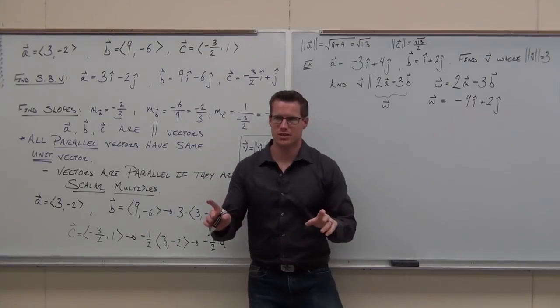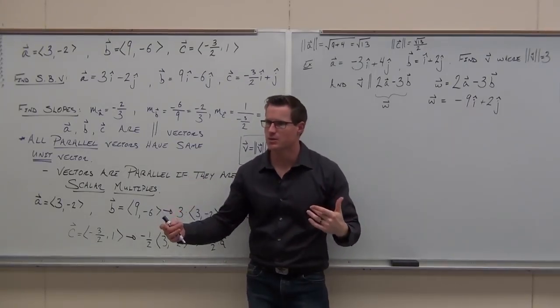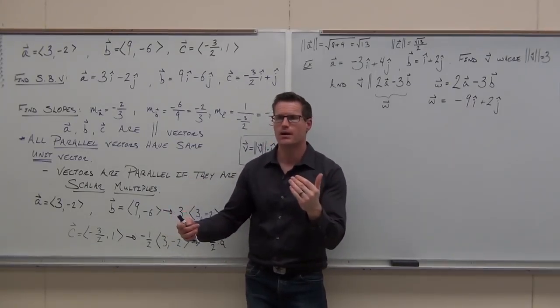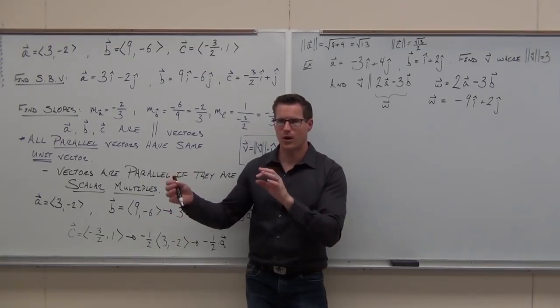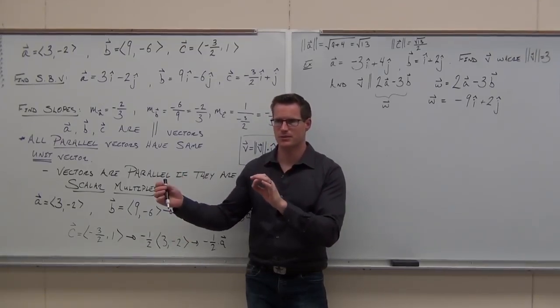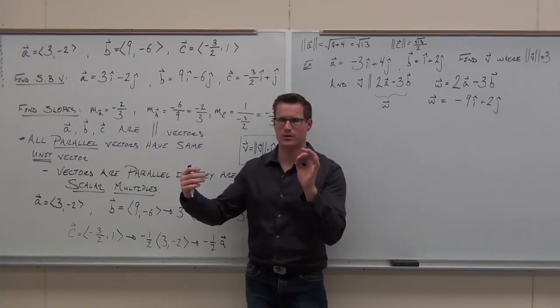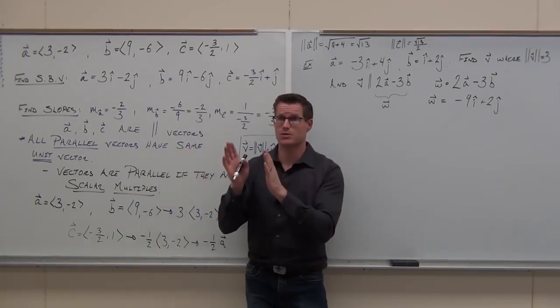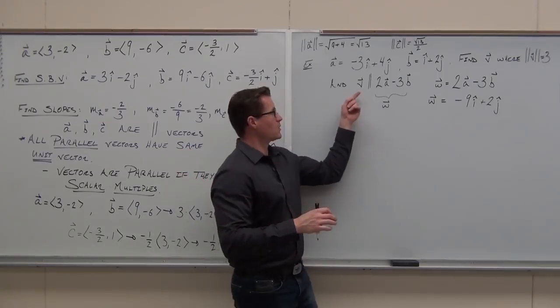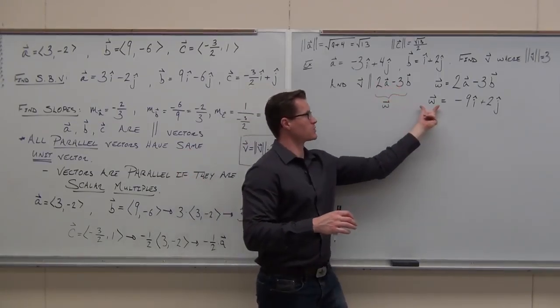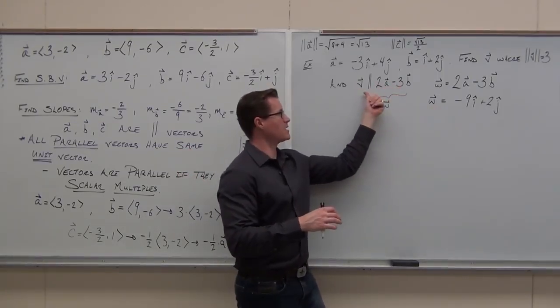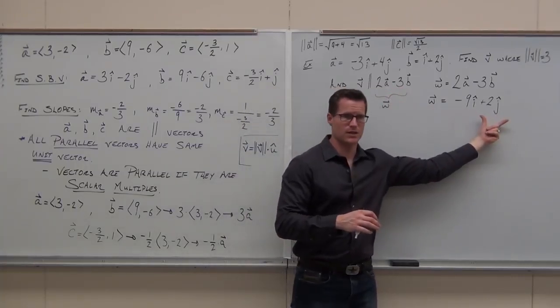Okay, now let's pause for a second. Let's do a 20-second recap to make sure we're all on the same page, all right? Do you believe me that all parallel vectors have the same unit vector? Yeah. Okay, come on, focus. Do you believe me that all parallel vectors have the same unit vector? Yes. Yeah, same direction, okay? So if I want a vector parallel to this one, I want a vector with the same unit vector. Does that make sense?